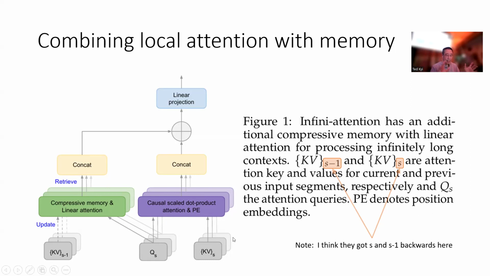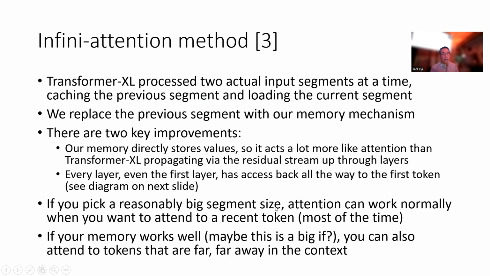So this is a diagram that shows, a little bit diagrammatically, how you're going to do these two segments at a time. To bring this back to a high level: once again, in Transformer XL, it processed two segments, but the old segment was processed in more or less a vanilla transformer attention way. And we're going to replace that with the memory mechanism that we've built. So there are two key distinctions that we get from replacing that.